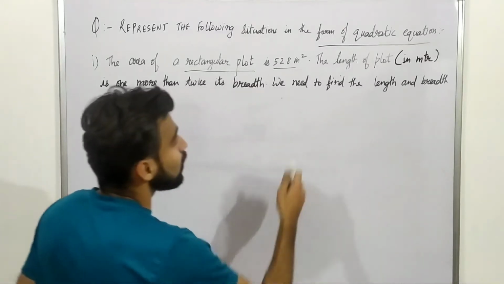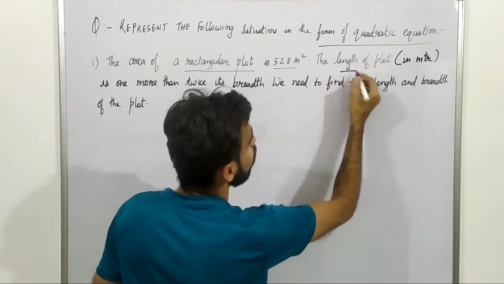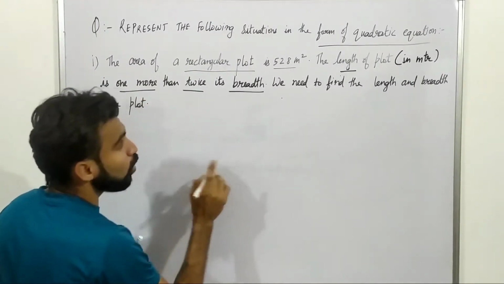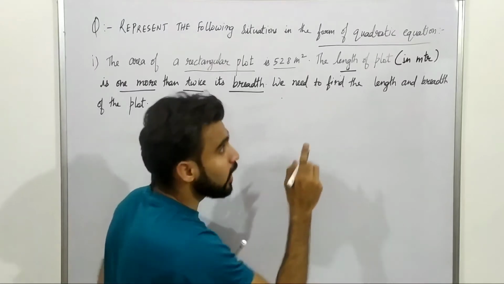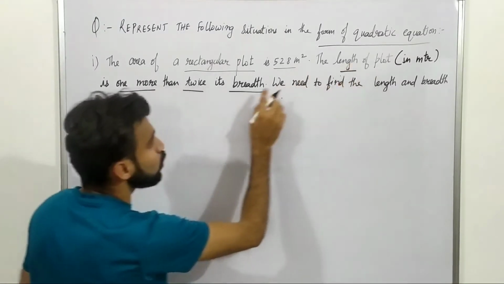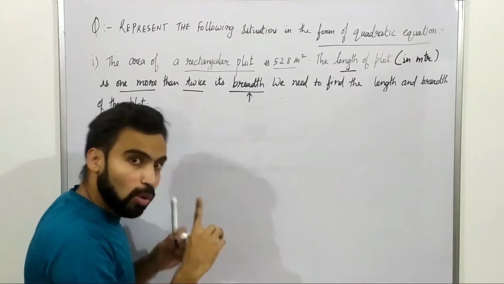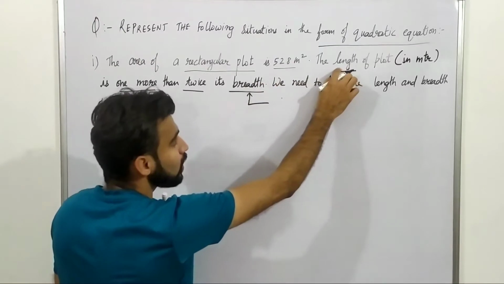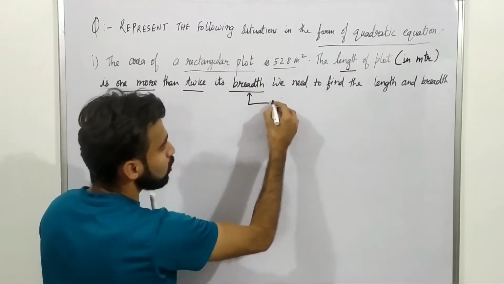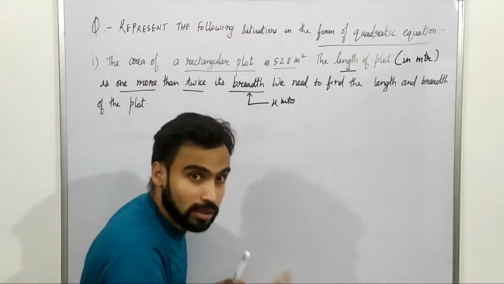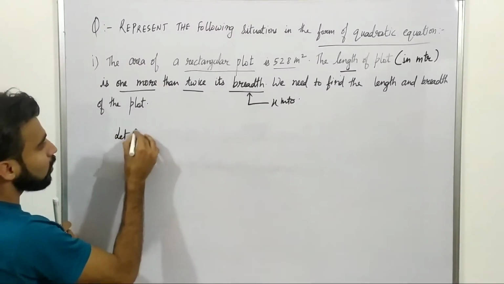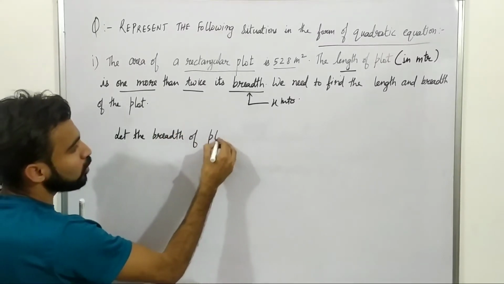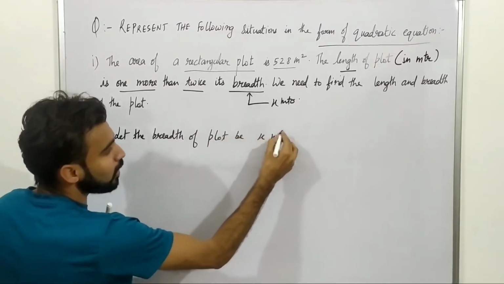Now further, you can see here that the length of plot is one more than twice its breadth. So here you can see one thing clearly, that the length of the plot is given to you in terms of breadth. So always what you have to do is assume the thing given after here. You can see that the length is given in terms of breadth, so you have to suppose the breadth as x meters first. So let me write that. Let the breadth of plot be x meters.